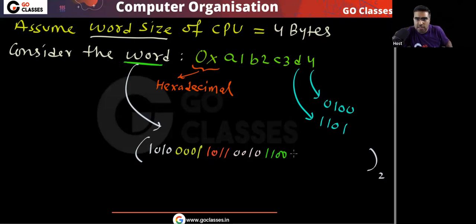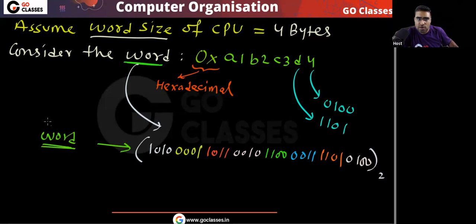And what is 3? 3 means 0011. What is D? D we have already seen, that is 1101. And what is 4? 4 is 0100. Yes or no? So if you notice, this is your word. Consider this, this is our word. Is this clear? So you can see this is the 4 byte data.